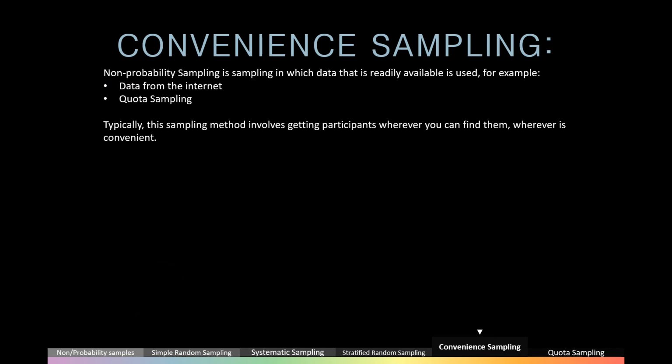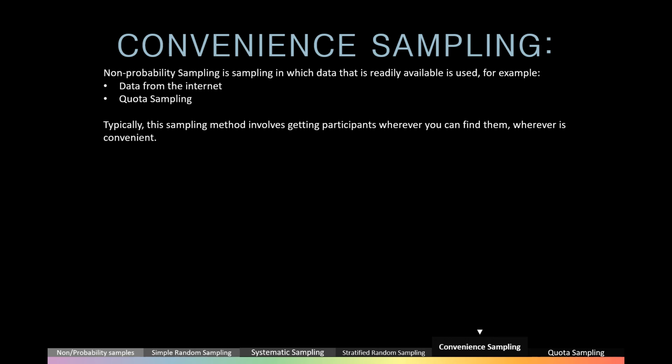Now we move on to non-probability sampling. Non-probability sampling, again, is sampling in which data that is readily available is used, okay? So if we had to use data from the internet, or if we used quota sampling, which we're going to discuss next, or if we did convenience sampling. Now, convenience sampling is sampling which involves getting participants wherever you can find them. So wherever is convenient, it's in the name.